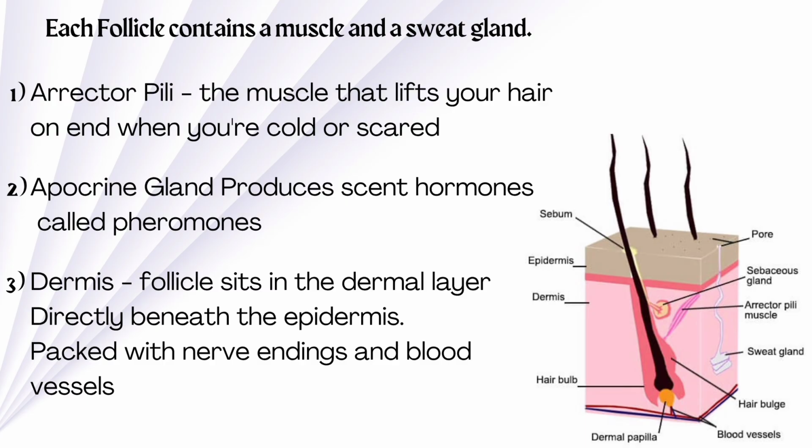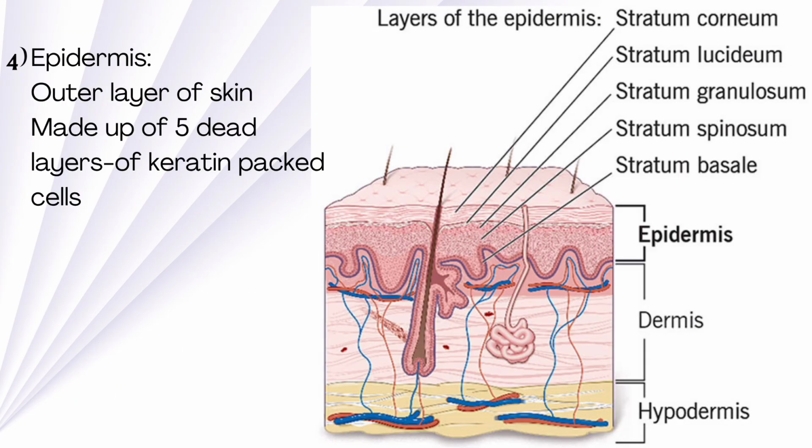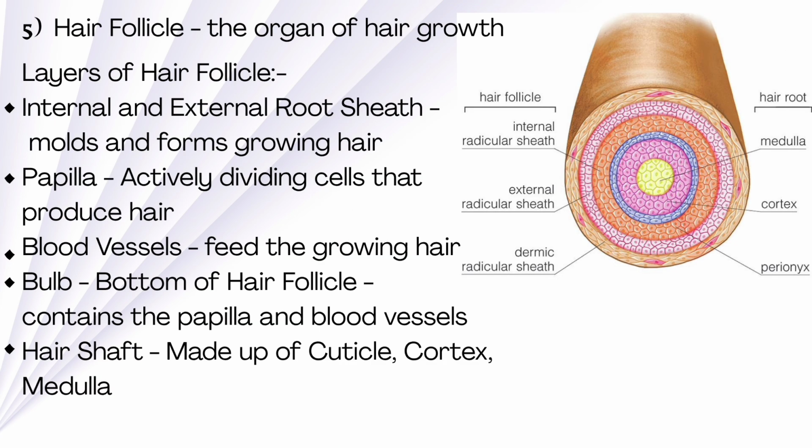Dermis, follicle sites in the dermal layer directly beneath the epidermis, packed with the nerve endings and the blood vessels. Fourth, epidermis, outer layer of the skin made up of 5 dead layers of keratin packed cells. Hair follicle, the organ of hair growth. Layers of hair follicle are internal radicular sheath, external radicular sheath, dermic radicular sheath.